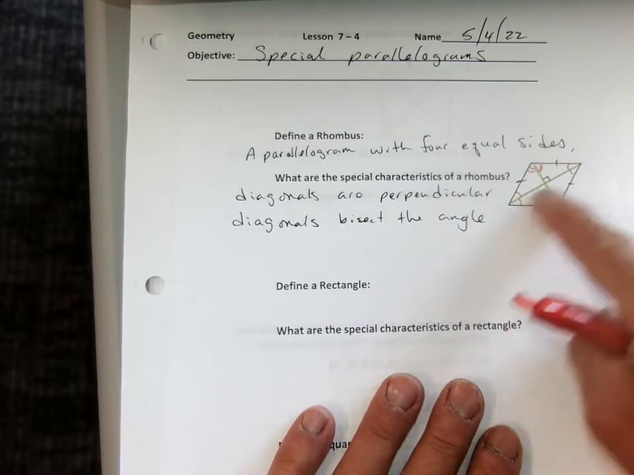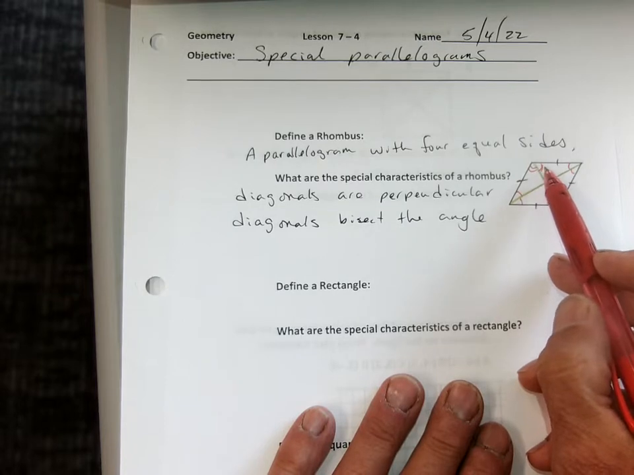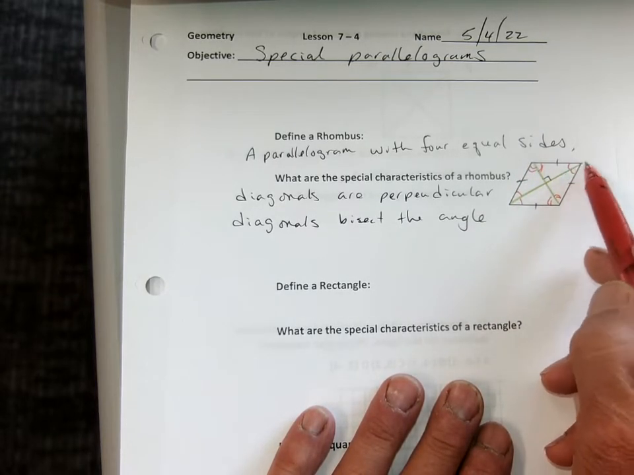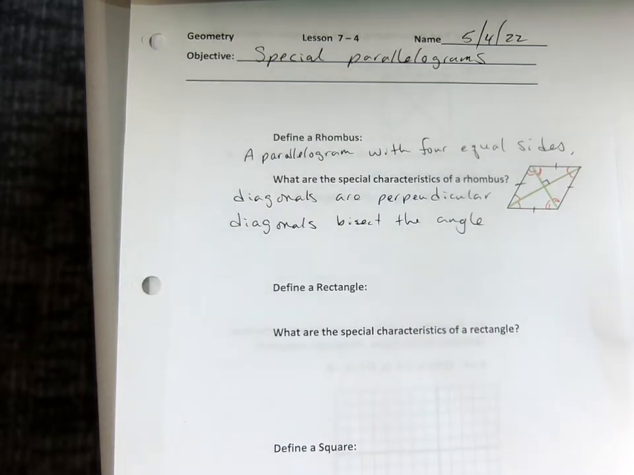Okay. We already know opposite angles are equal because that's part of being a parallelogram, right? But what it does specifically is it bisects, cuts that angle in half. That angle got cut in half, that angle got cut in half, bisected, and that angle got cut in half. Okay? Thumbs up.